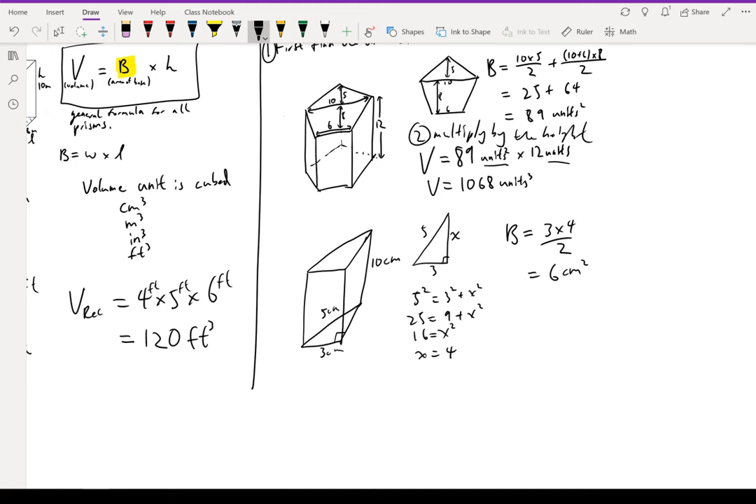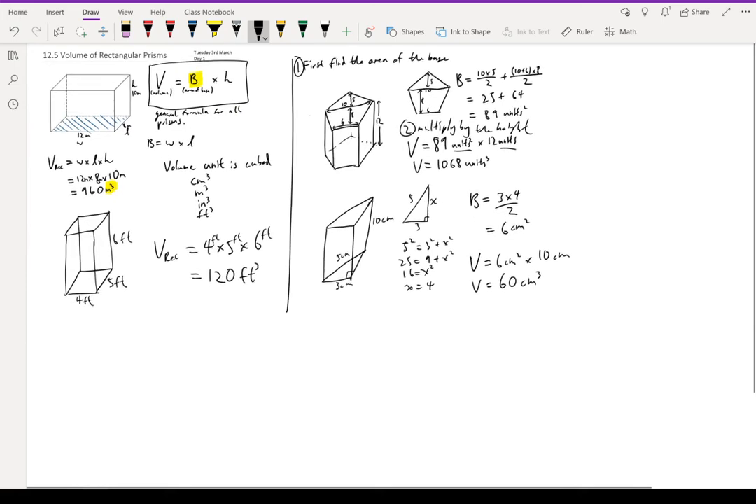So that's the base. And so the volume is equal to the area of the base times the height, which is going to be 6 cm squared times 10 cm. And then that's going to give you a total volume of 60 centimeters cubed. Okay, so that's it for today about volume.